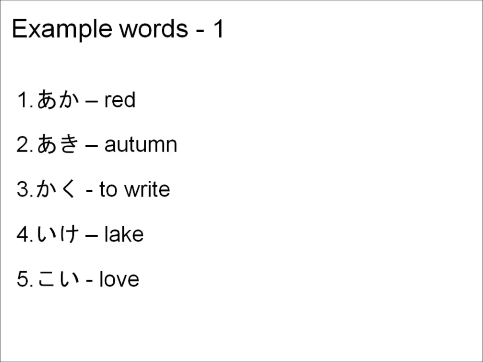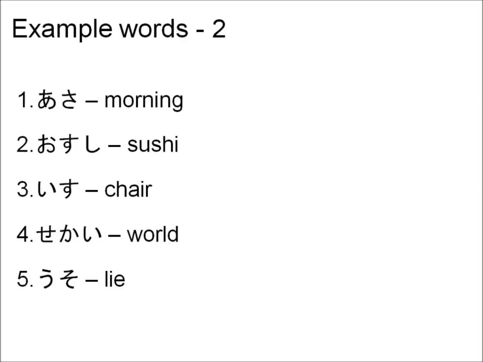Here are some example words using the K sound for reading practice. Again, don't worry about memorizing the definitions. Aka, aki, kaku, ike, koi. Here are some example words for the S sounds. Asa, osushi, isu, sekai, uso.